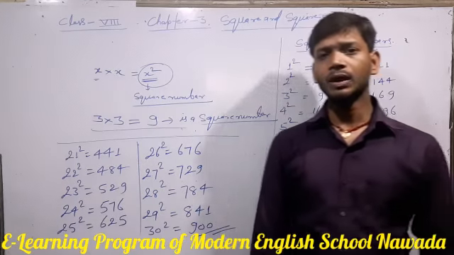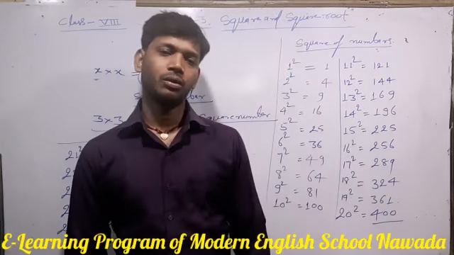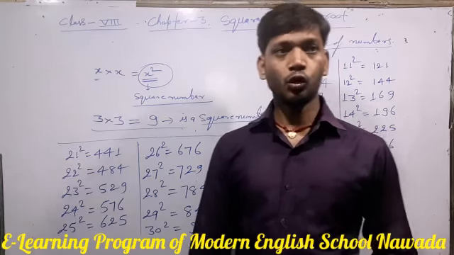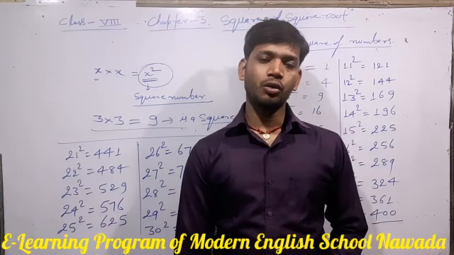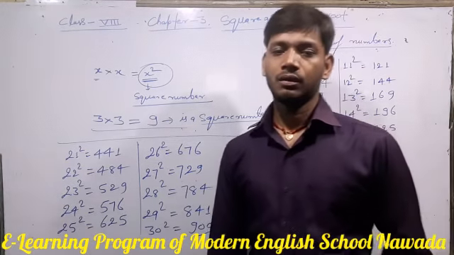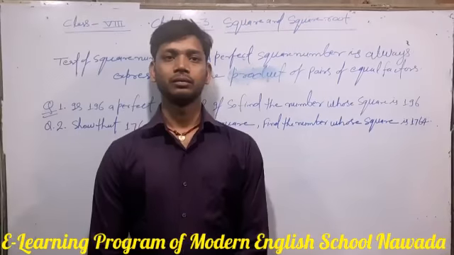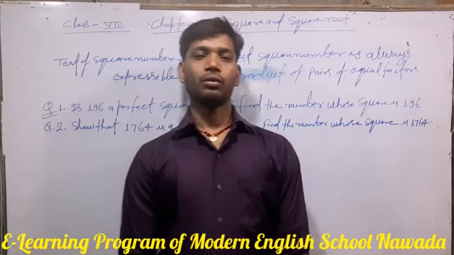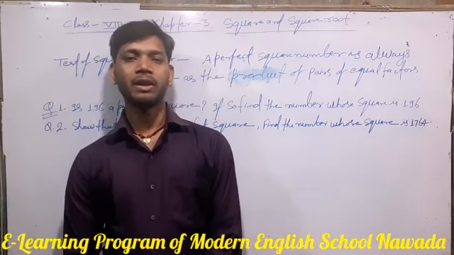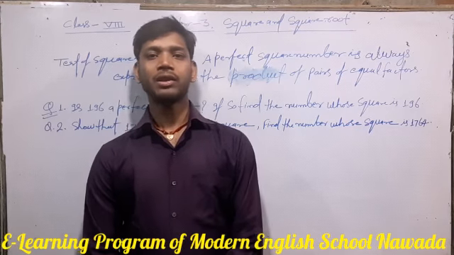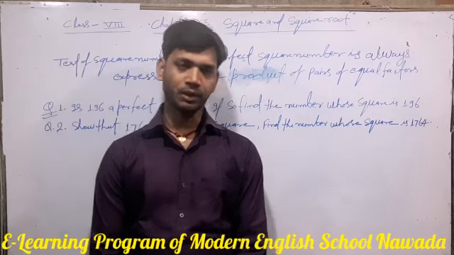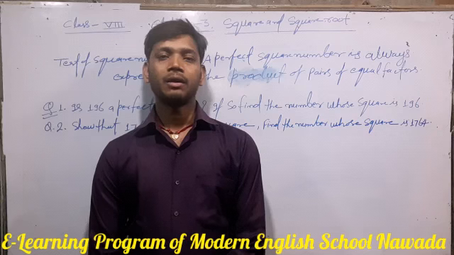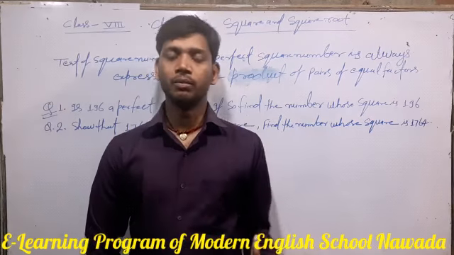Students, now I am going to start your exercise for solving questions. Your first question is in exercise 3A. You have to solve some questions in which you have to test whether the number is a perfect square or not. If it is a perfect square, then find it is a perfect square of whose number.